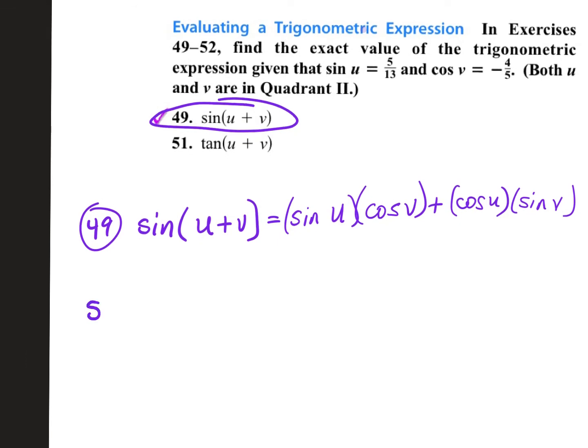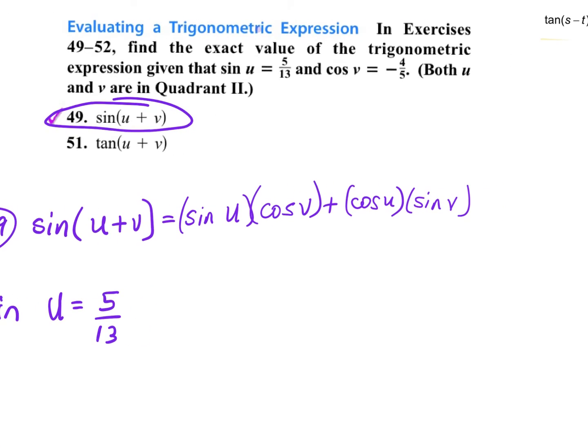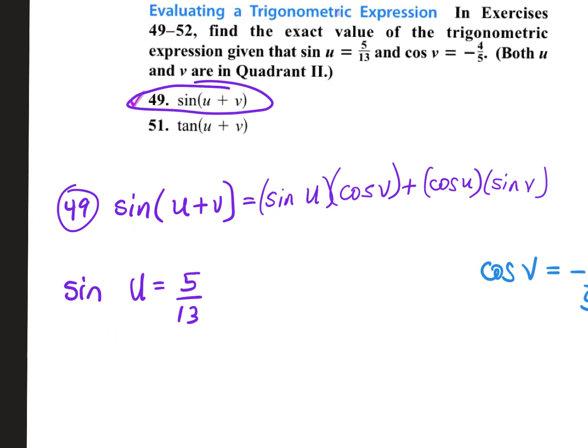They told me that the sine of u is 5 over 13, and the cosine of v is negative 4 over 5. They're telling me that both of them are in quadrant 2. So if I look at quadrant 2, this is 1, 2, 3, 4, so quadrant 2 is right here. That means my x value is negative and my y value is positive.